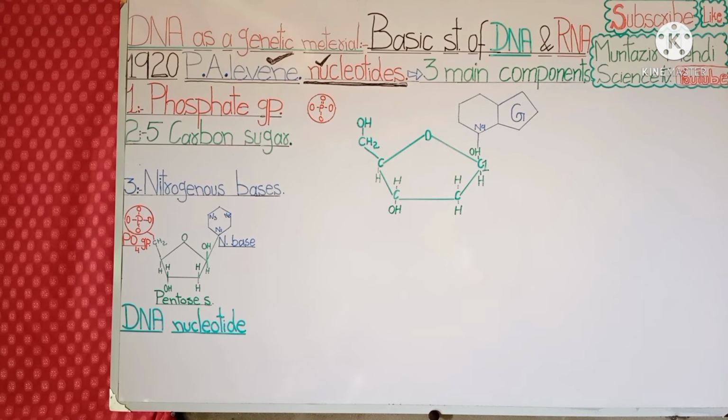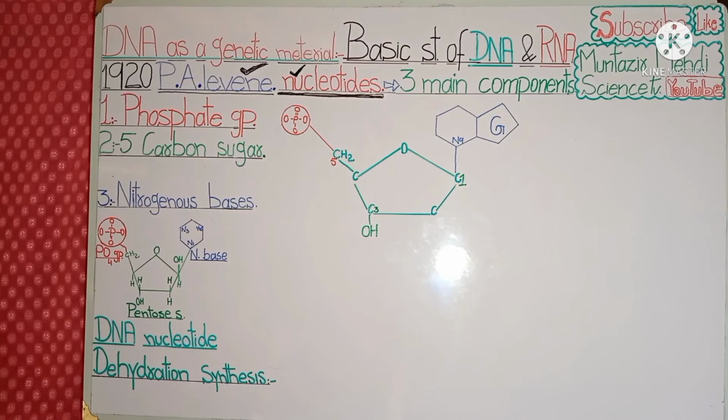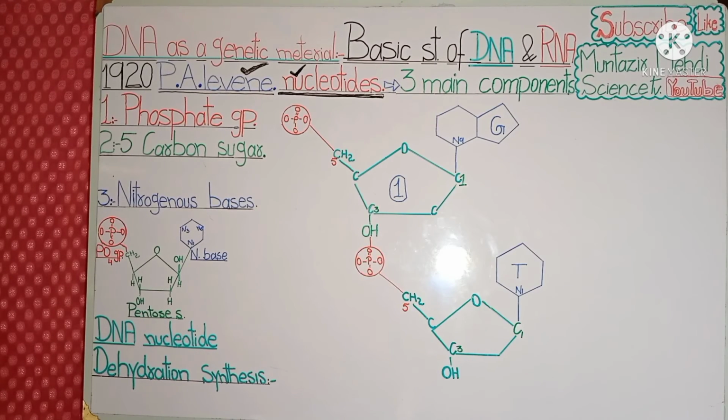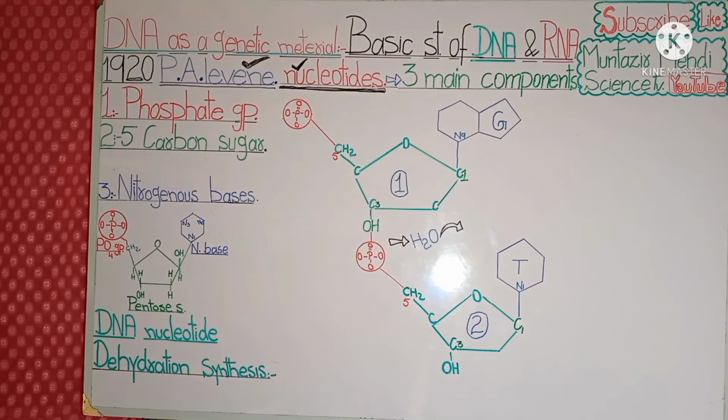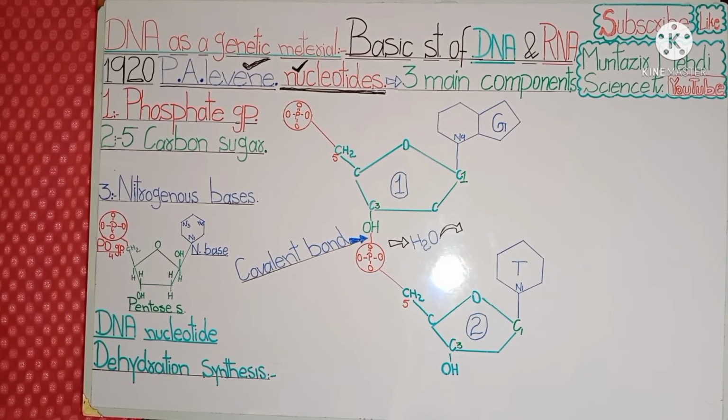Next, we will see the phosphate group, that at which carbon of pentose sugar phosphate group will attach. From this diagram we can prove that phosphate group is attached to the carbon number 5 of the sugar. In addition, a free hydroxyl group is also attached to the third carbon of this sugar. So we will understand the dehydration synthesis. In this reaction, hydroxyl group of one nucleotide and phosphate group of the second nucleotide react. So this is a dehydration synthesis reaction during which a water molecule is eliminated and a covalent bond is formed between the two nucleotides. One nucleotide is present at the upper and the other is present at the lower side.